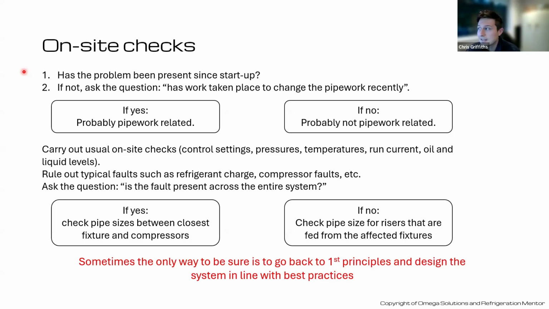If it is, yes, it's probably pipework related, or it may well be. But if it's not, has work recently taken place which has changed that pipework? Have they moved some cabinets? Have they added some onto the system? Well, it could be an issue with duty, or it could be a case of now that island was there, now it's there. But instead of connecting to that section of high level pipework, it's connected to that one, and that's two sizes too small now.